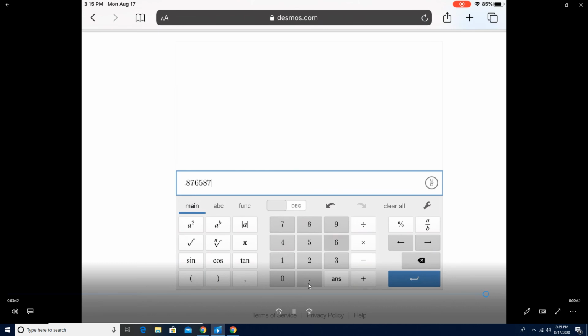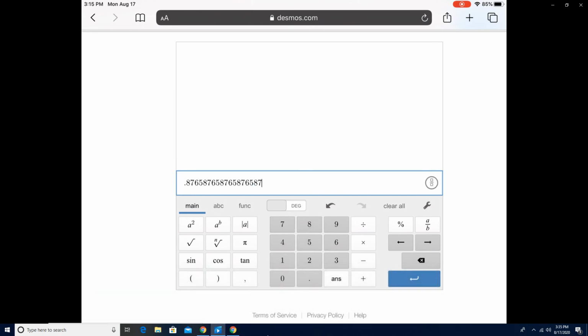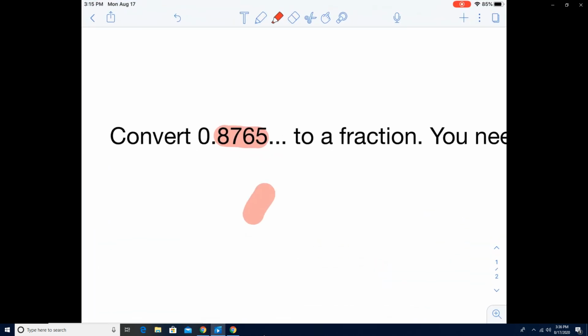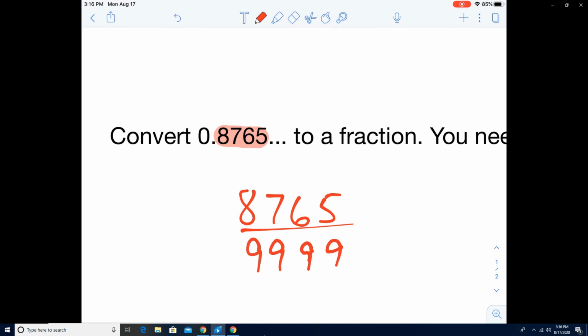So I would go to my calculator, 0.8765, 8765, 8765, 8765. Oh, I hit the wrong button. And then check it out and see how it doesn't reduce. It's 8,765 over 9,999, and that's your final answer.